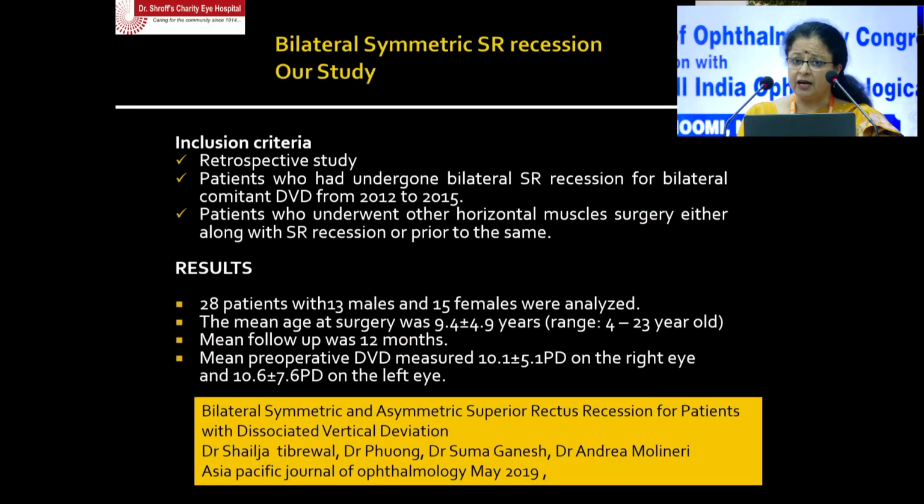Now we did a study of our own patients: bilateral symmetrical and asymmetric superior rectus recession for patients with DVD. It was published in the Asia Pacific Journal of Ophthalmology. What we found was that the mean follow-up was around 12 months. The mean preoperative DVD measured 10.1 plus or minus 5.1 prism diopters in the right eye, and 10.6 plus or minus 7.6 in the left eye.